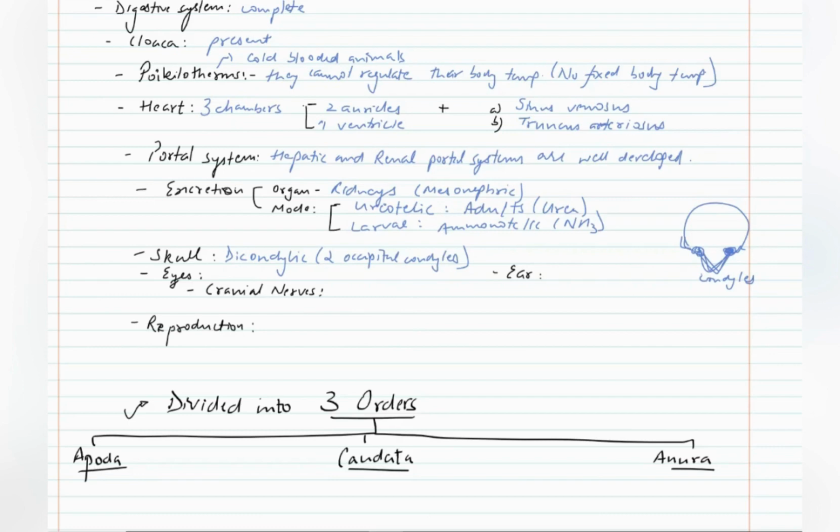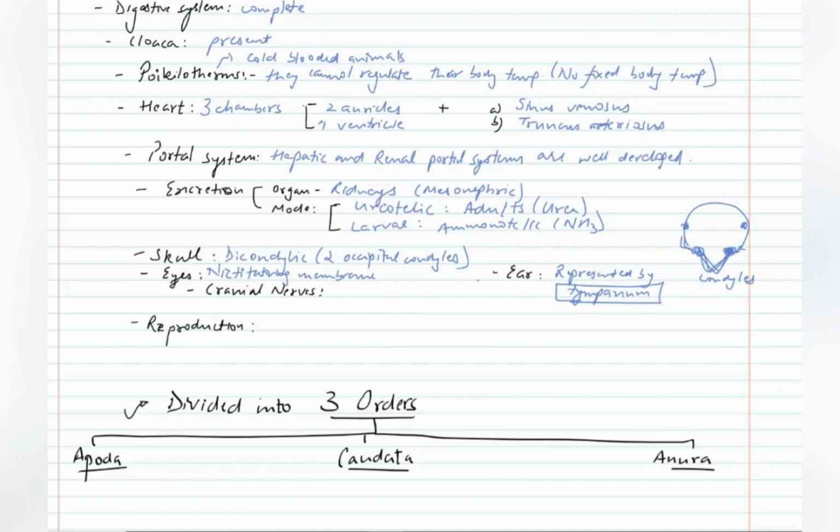Eyes have a nictitating membrane which protects the eyes from water, and ear is represented by tympanum. You will not see any external ear, only a small tympanum is present like this in the inside of the skull, which will act as ear. An external ear is absent.